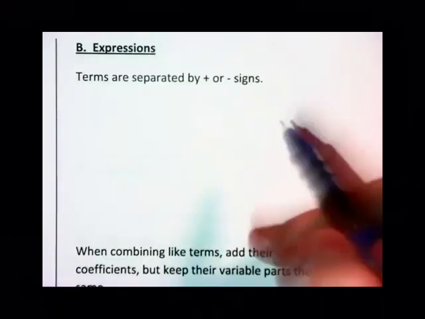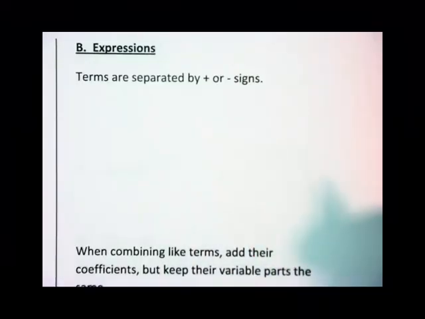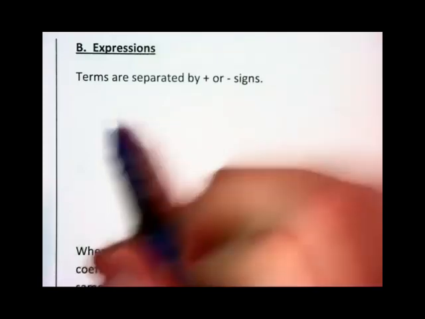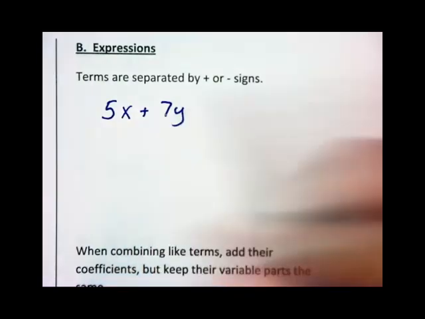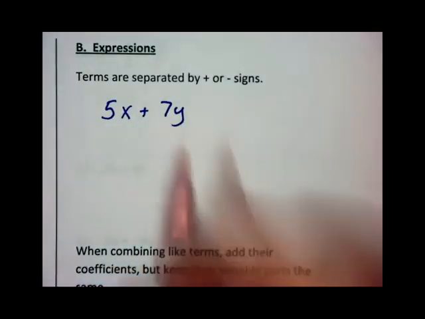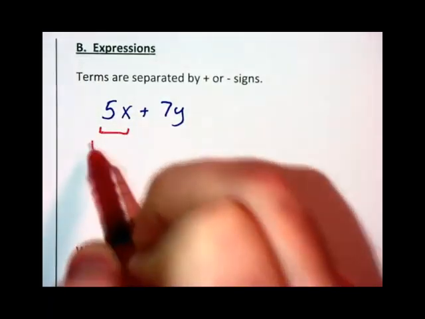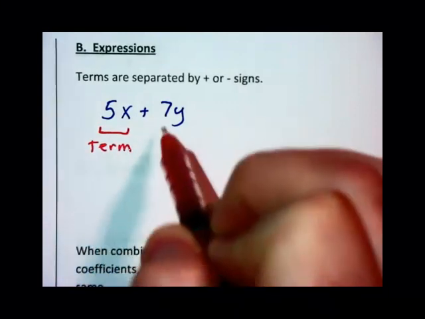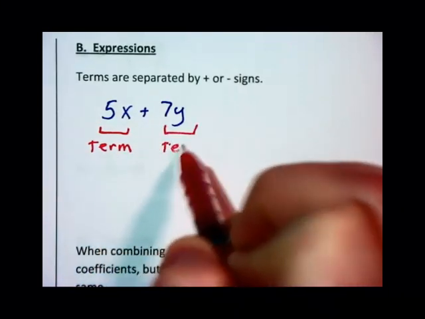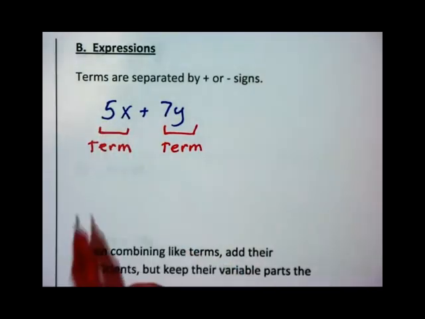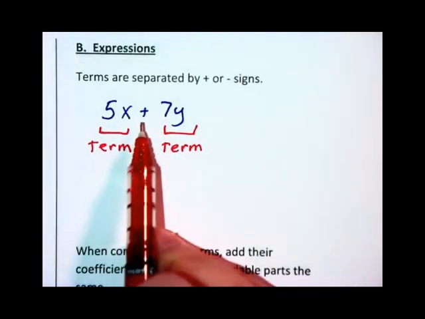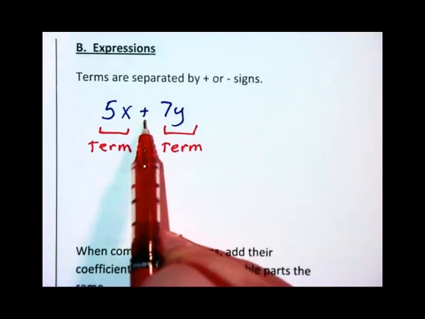Expressions are made up of terms which are separated by plus or minus signs. If I have something like 5x plus 7y, that consists of two terms. 5x is a term and 7y is a term. Now a term can just be a number, or it can be a number-letter combo as I have here, but they are separated by plus or minus signs.